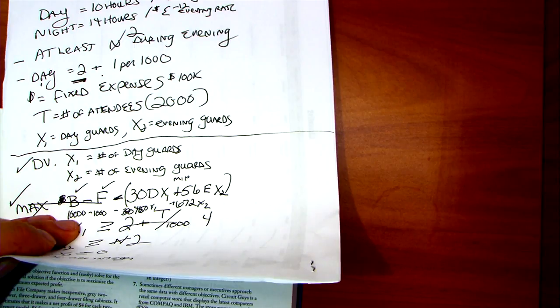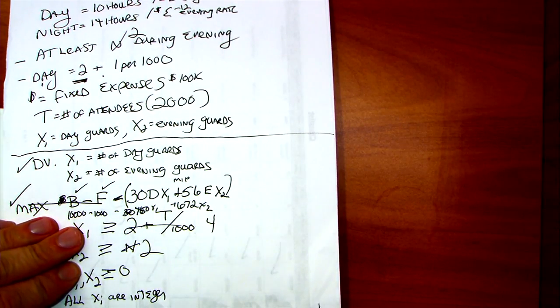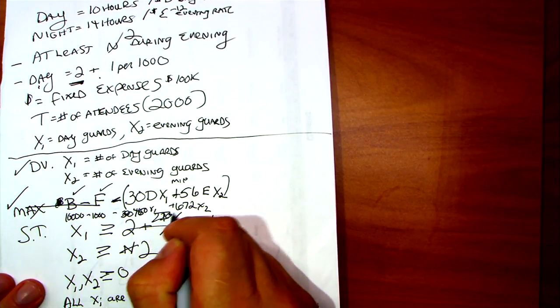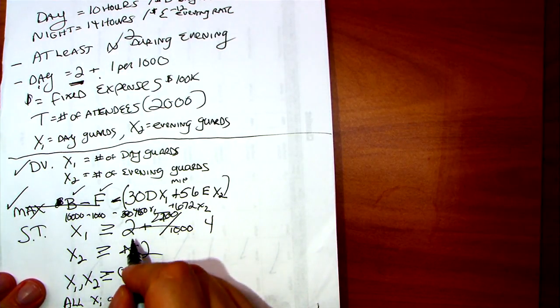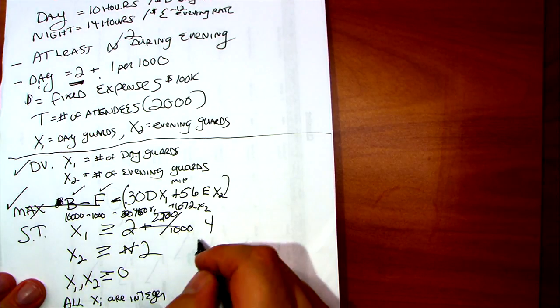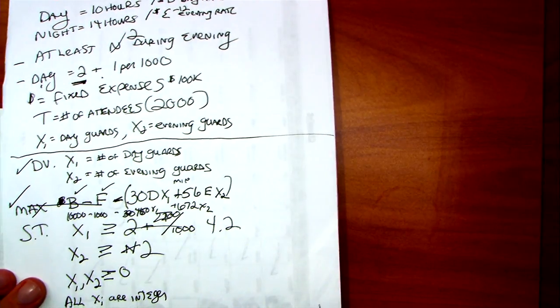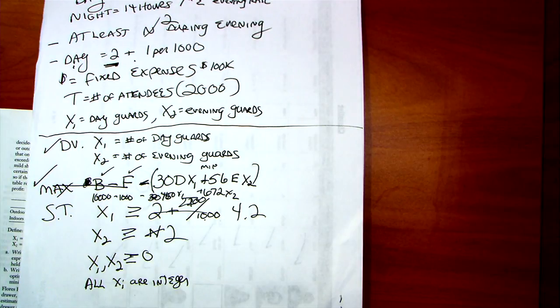Suppose attendance is expected to be 2,200. Now what would be the model? Well, if attendance is 2,200, 2,200 divided by 1,000 is 2.2. 2.2 plus 2 is 4.2. Because of the way the constraints are written, will we ever hire 4.2 guards? No. What's the minimum number of day guards we would hire then?